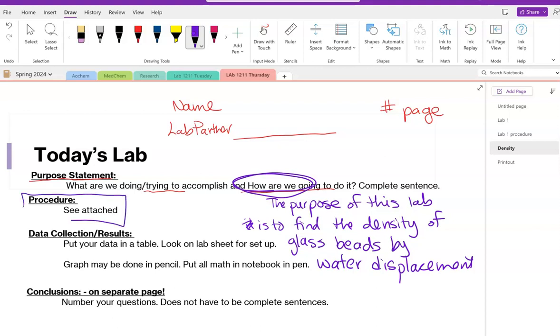Procedure, just like last time, you're going to put procedure C attached, and after your lab, you'll staple that together. For the data collection and results, you're going to draw the data table that you have on your handout, and make sure you use a ruler. We have rulers for you, so make sure you use one to make your table nice and straight lines and everything. And then, of course, your conclusion will go on a separate page, just like we did last time. It does not have to be in complete sentences, but you do need to number your questions.